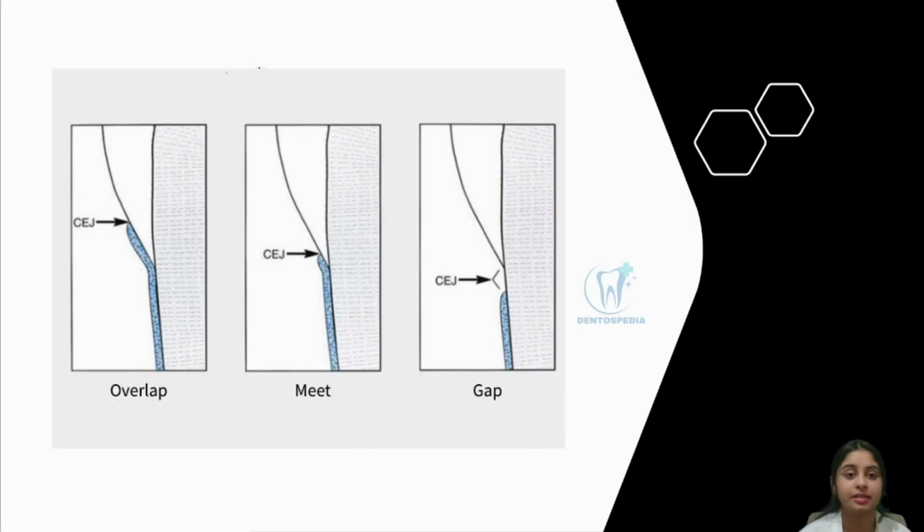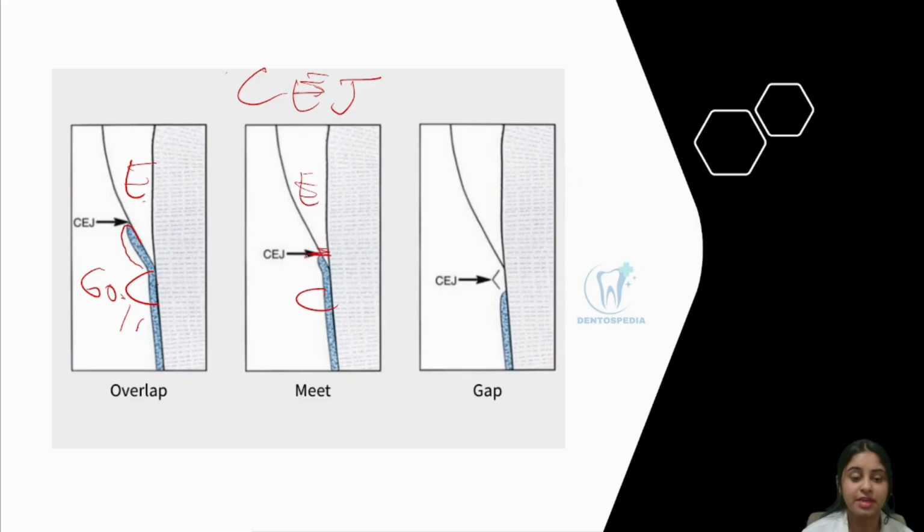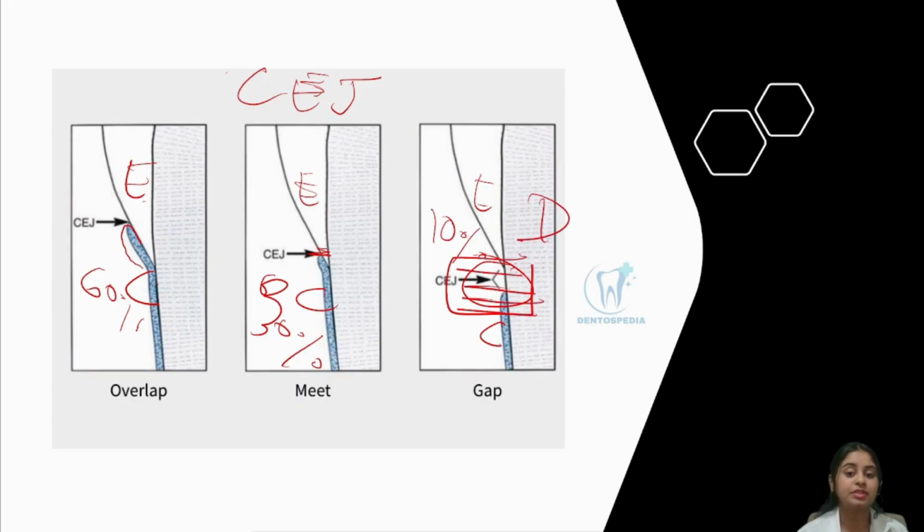Here are the three CEJ relationships we can see in the diagram. This is enamel, this is cementum, and we can see overlapping between cementum and enamel, which is seen in 60%. Here the enamel and the cementum just meet edge to edge, and it is seen in 30% of cases. Here the cementum and the enamel have a gap, seen in 10% of cases, and this gap exposes the dentine inside, due to which dentinal hypersensitivity increases. So if any stimuli come near this area, the dentinal sensitivity aggravates and the patient feels pain.